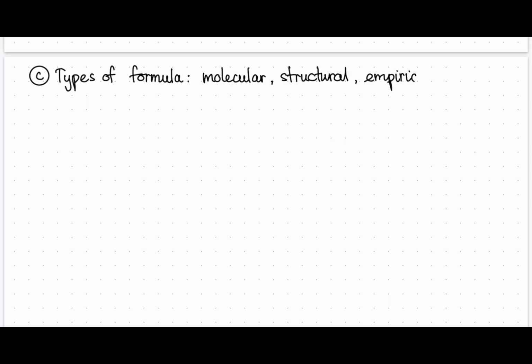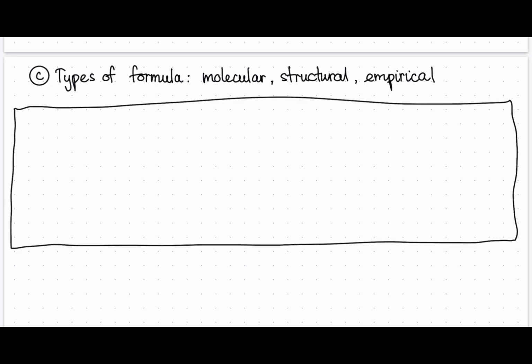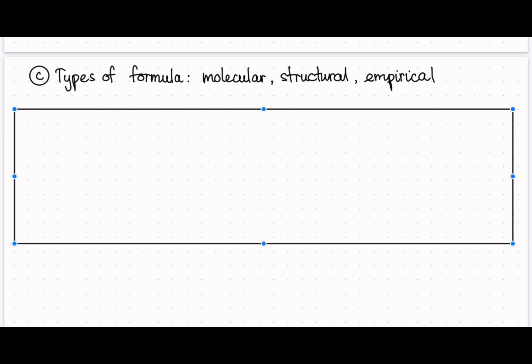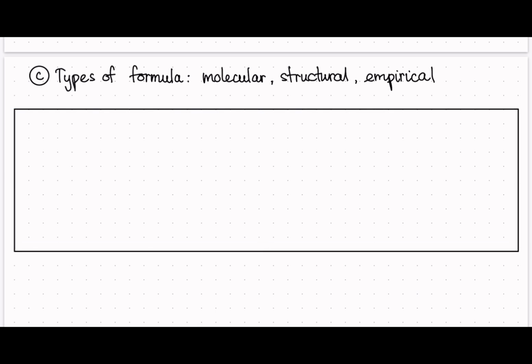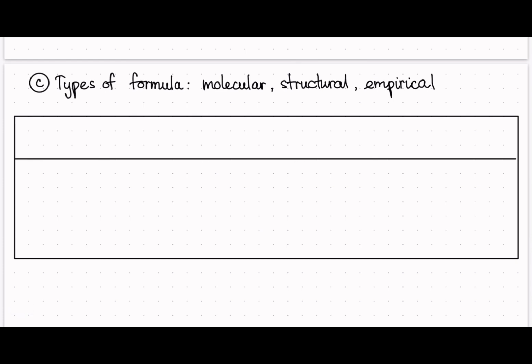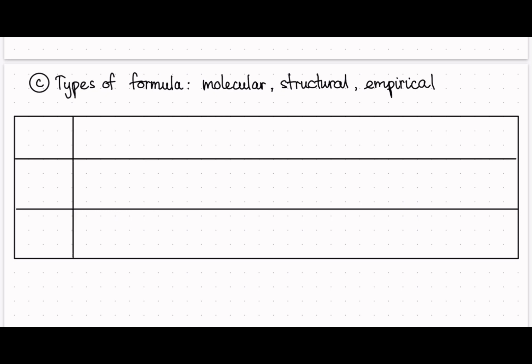Okay, next up, we have different types of formula. There are three that we need to know in this chapter: molecular, structural, and empirical. I want to do a table to compare the three, because people usually mix these up. As long as you remember how the table looks and the key difference between these three, you'll be good. The first row will be an example, and the second row will emphasize what the formula is trying to emphasize in that molecule.